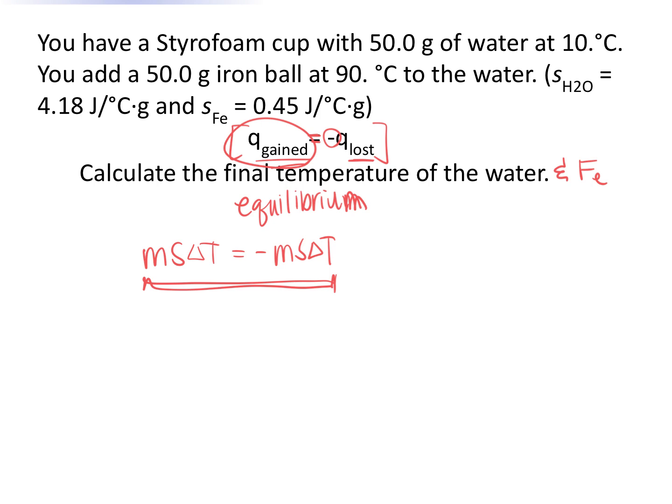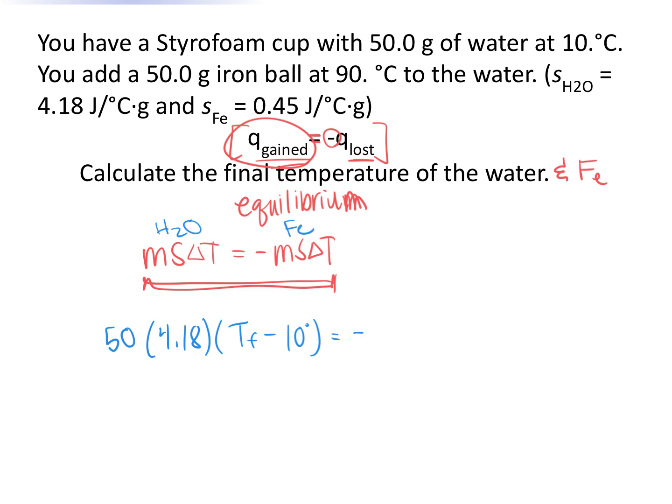Let's make the left side of our equation the water side. We'll just keep this side the water for this problem and this side the iron. So the mass of our water is 50 grams. Specific heat of water is 4.18. Temperature final, we don't know, and our initial temperature is 10.